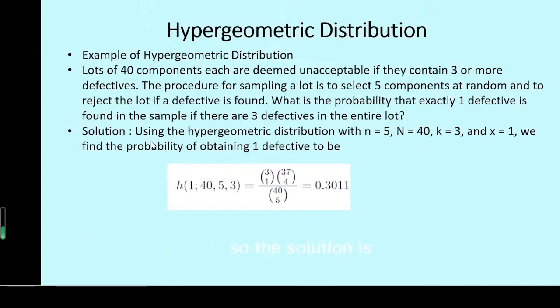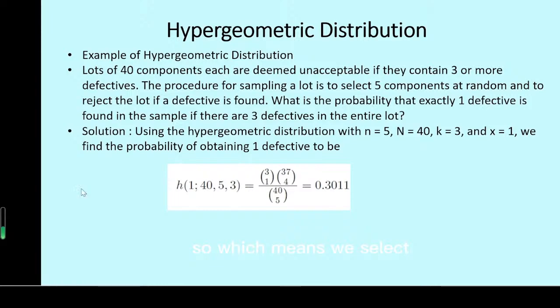The solution is using the hypergeometric distribution. Here n is 5 because we select 5 items, and capital N is 40 because there are a total of 40 elements in a lot. K is 3 because 3 are defective in the total lot, right? And x is 1 because we focus on exactly 1 defective. So the probability of obtaining 1 defective in such an event is h(1; 40, 5, 3).